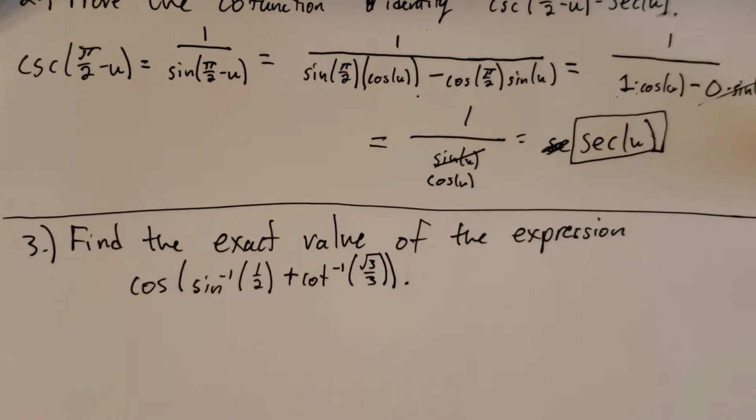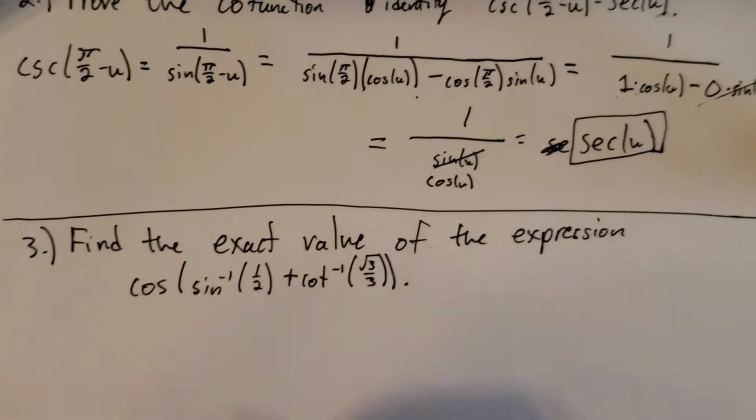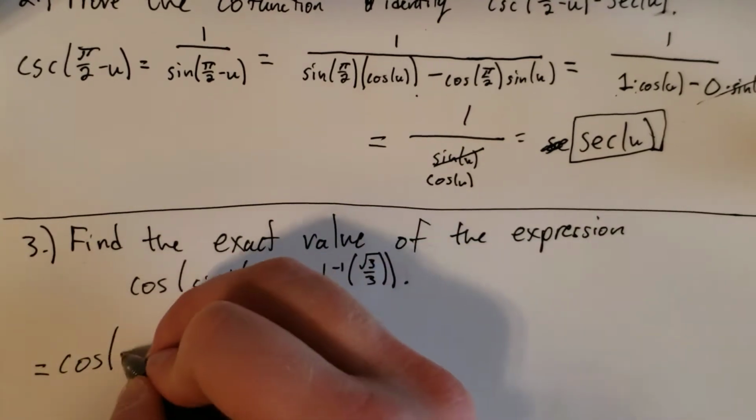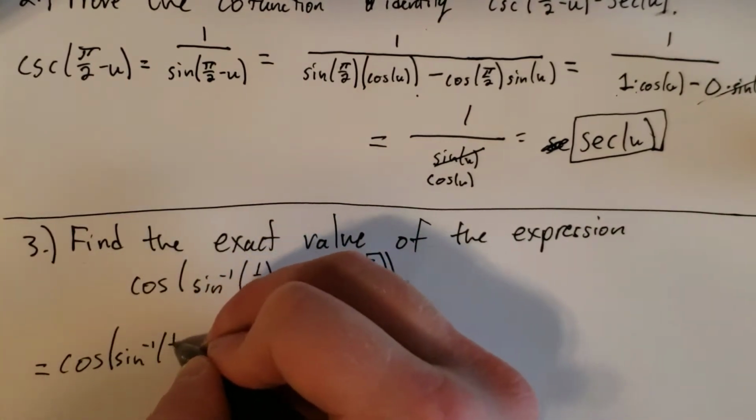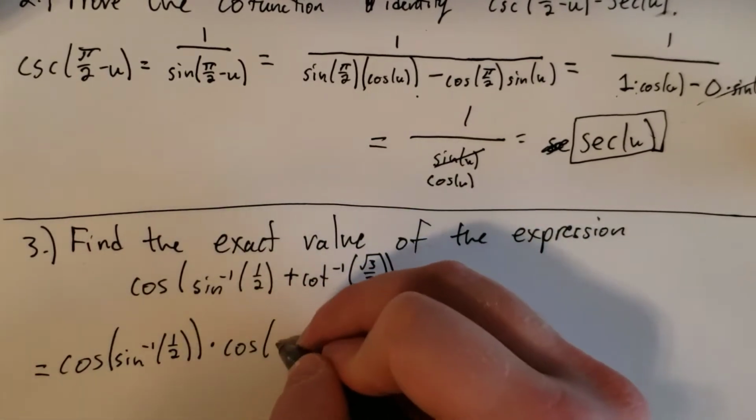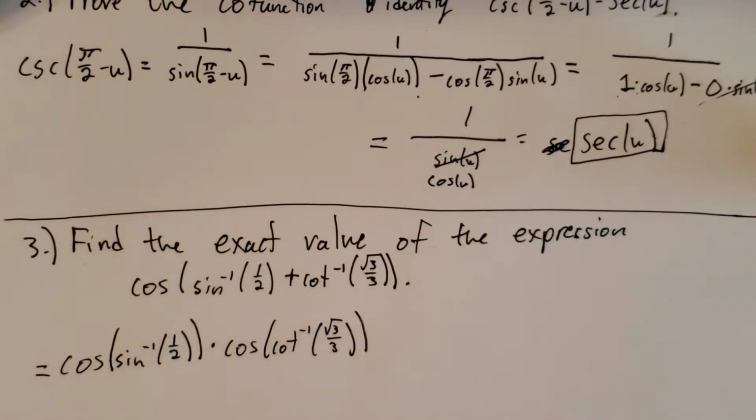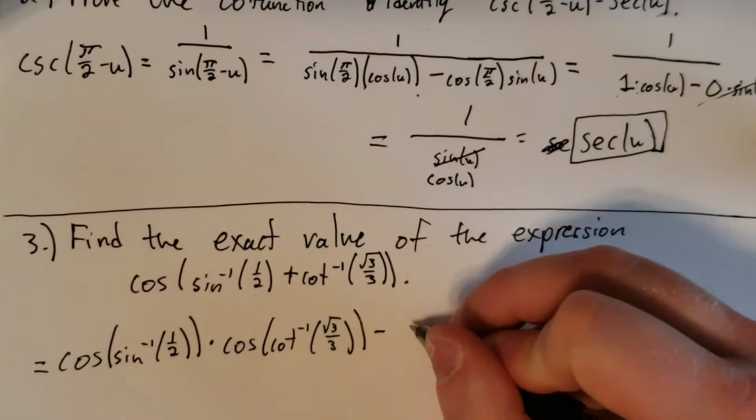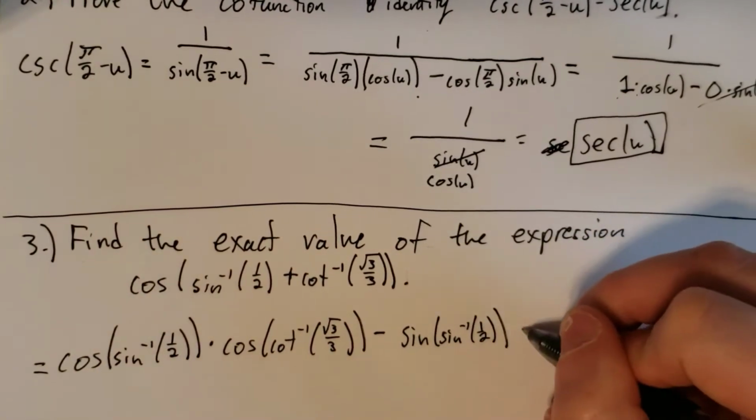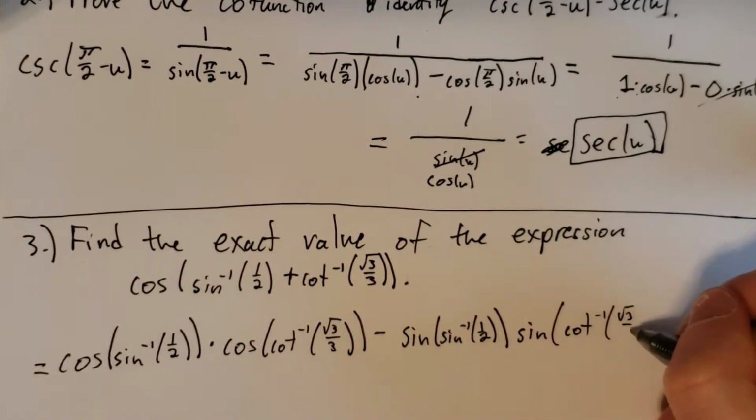The first thing we want to do is rewrite using our addition formula for cosine. So let's rewrite all of this as cosine of sine inverse of 1/2, multiplied by cosine of cotangent inverse of root 3 over 3, minus sine of sine inverse of 1/2 times sine of cotangent inverse of root 3 over 3.